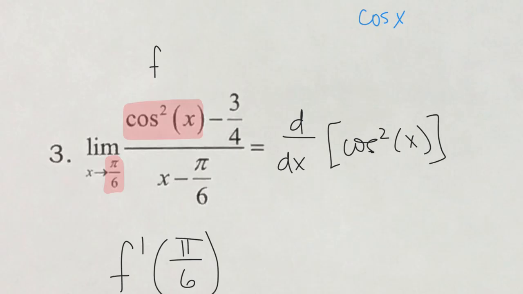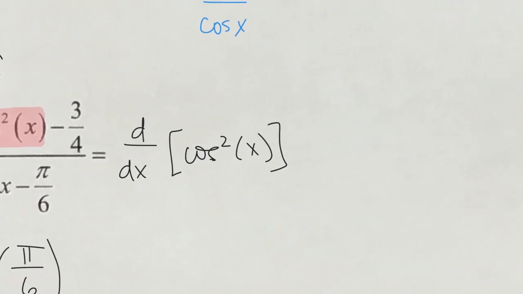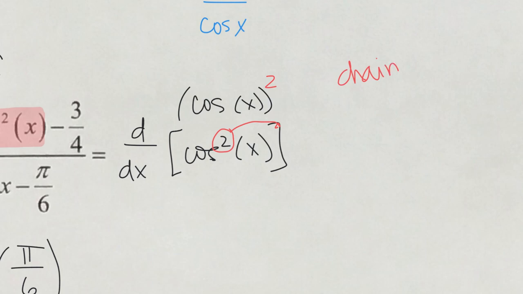Okay? Cosine squared. So remember, we can rewrite this as the cosine of x raised to the second power. We can take this 2 here and put it outside so that we remember this is a chain rule derivative starting with the power. Okay? So there's a power function and there's a trig function.